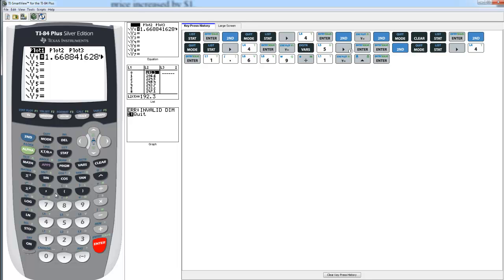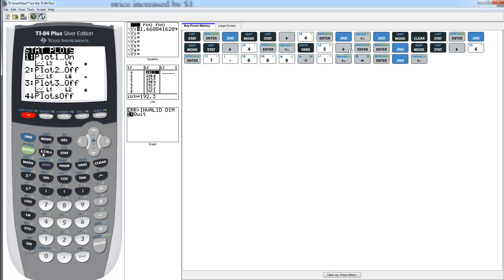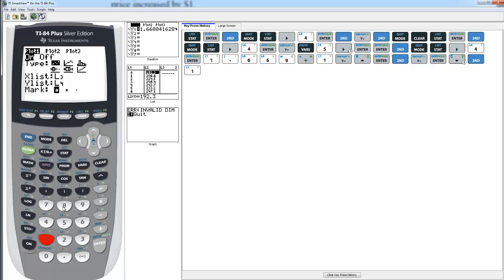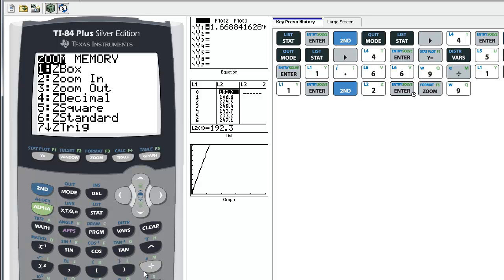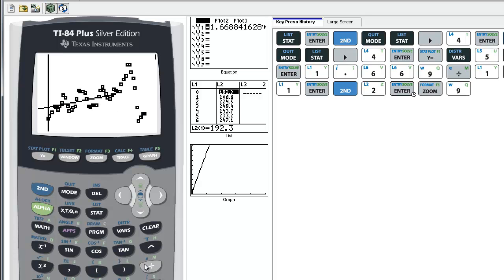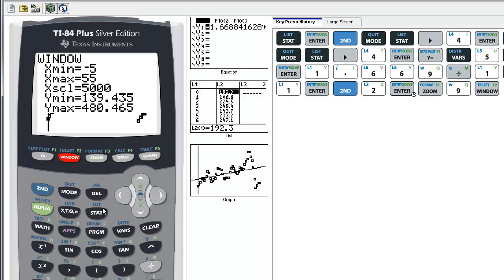I actually have to go to the stat plot menu to do that. We are looking for plot number 1. We want a scatter plot, and we want it on list 1 and list 2. So there we go. For a reasonable window size, I'll just do zoom 9 and see what we get. Boy, that's a pretty busy graph. Let's tidy it up a bit.